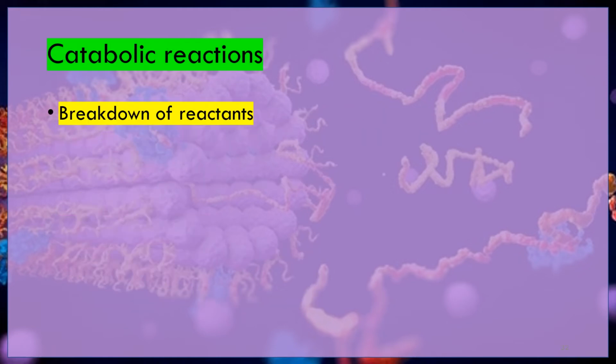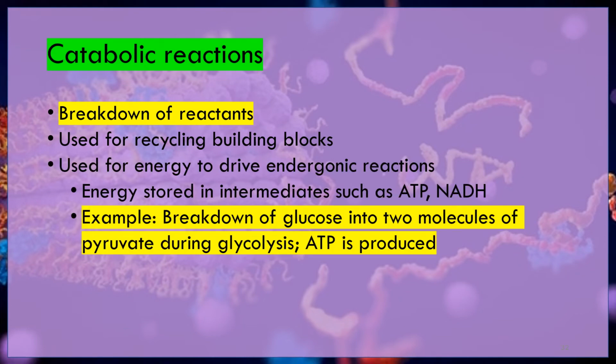Catabolic reactions involve the breakdown of reactants. They are used for recycling building blocks. They are used for energy to drive endergonic reactions. So energy is stored in intermediates, okay, such as ATP and NADH. An example is the breakdown of glucose into two molecules of pyruvate during glycolysis, and ATP is produced. Okay, now we haven't discussed glycolysis yet, but we have the breakdown of glucose into two molecules of pyruvate during glycolysis, which is basically breaking a 6-carbon sugar into two 3-carbon sugars. Okay, and this produces ATP, and we'll be talking about this in the next unit.